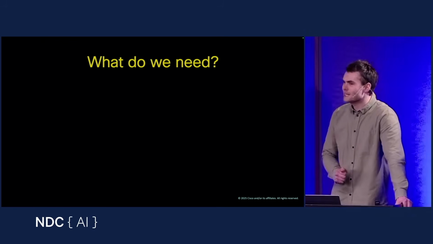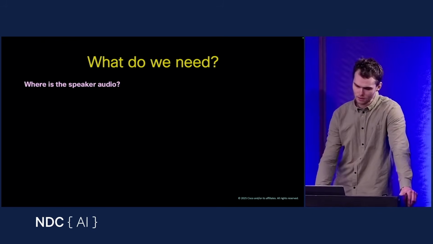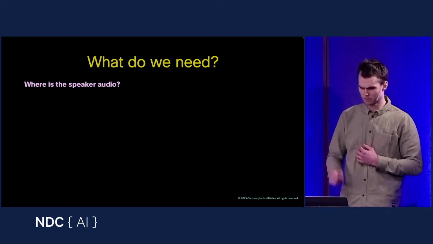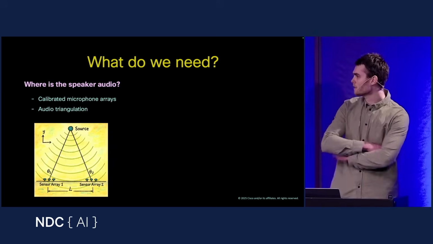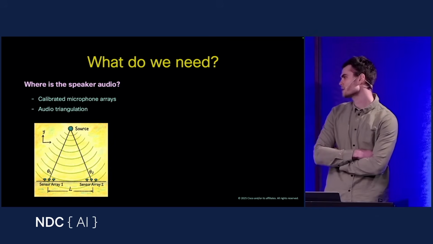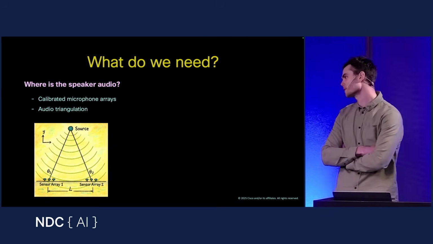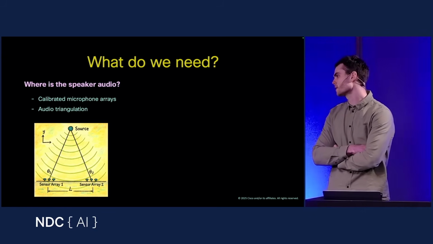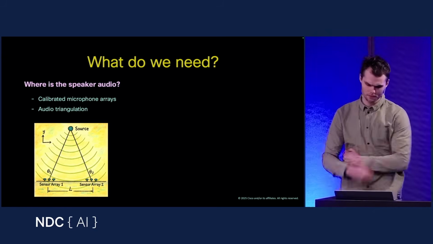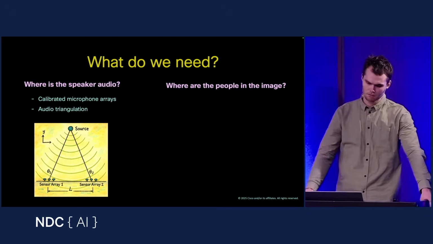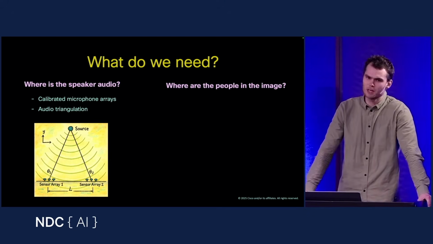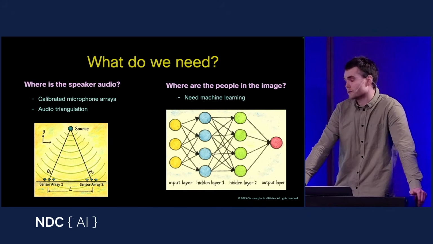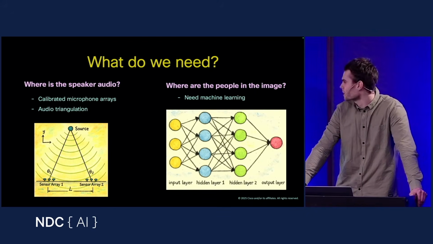So what do we need to do this? Well, firstly, we need to know where the person's speaking, where their audio is coming from. And if you have calibrated microphone arrays, you can audio triangulate with some good old mathematics by looking at the time difference between the audio hitting different microphones. But we also need to know where all the people in the image are to know what to frame. And for that, we need machine learning, and that's why we're here.